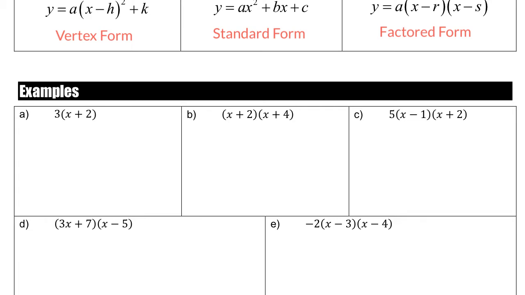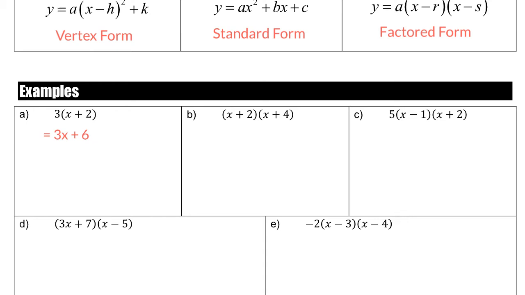How do I expand this? Well, the way it's written, it says 3 in front of the brackets. That means everything inside the brackets is multiplied by 3. So we're going to have 3 times x, which is 3x, and 3 times 2, which is 6. So we end up with 3x plus 6. That's the expanded version of our factored form, and we call that standard form.